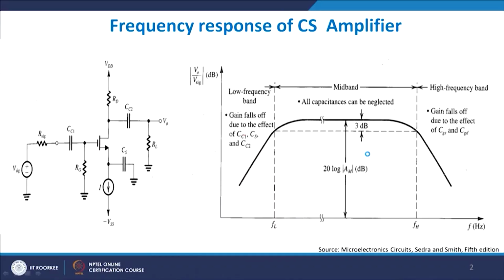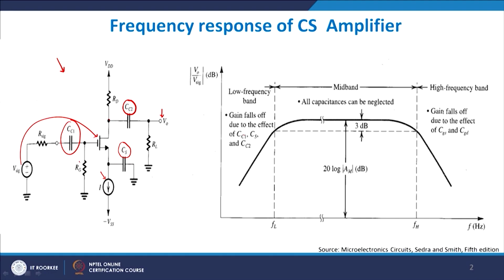To your left, this is the design of a common source amplifier, and I have attached a current source onto the source end, and there is a CS, which is the source bypass capacitance. You also have a coupling capacitance CC2 here, which couples the drain of the MOS device to the output V0, and a CC1, which is the input coupling capacitance, which connects your input signal V sig to the gate of my MOS device.